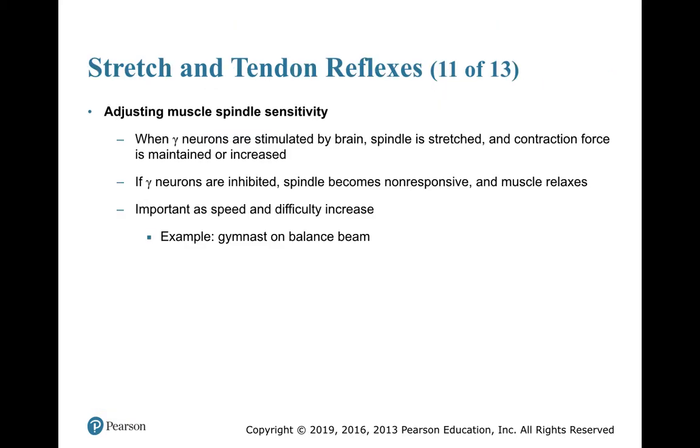When gamma neurons are stimulated by the brain, the spindle is stretched, and contraction force is maintained or increased. If the gamma neurons are inhibited, spindles become non-responsive and the muscle relaxes. It's important as speed and difficulty increase, so a gymnast on a balance beam needs to practice this a lot.